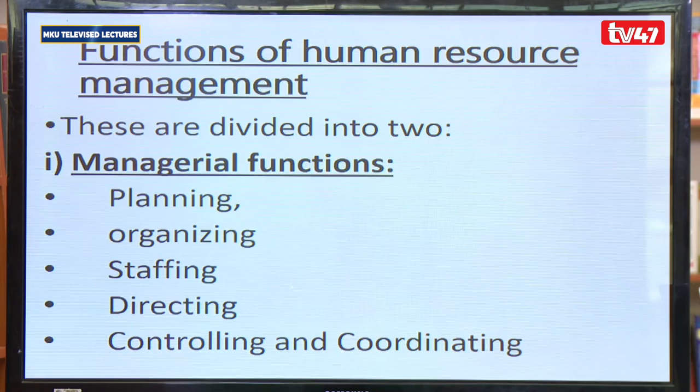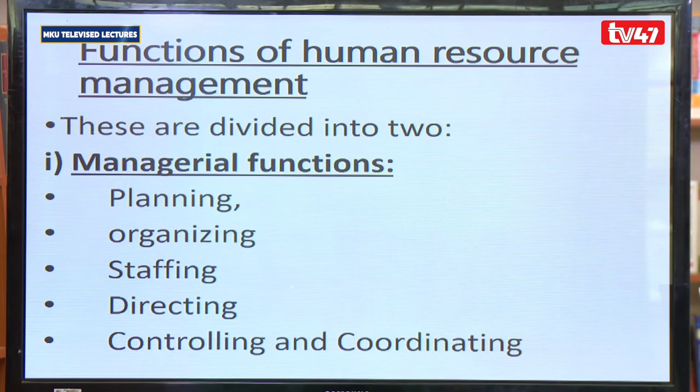We have the managerial functions, which are planning. Remember, we said we plan, because if we fail to plan, we are planning to fail. Then organizing. What do you mean by organizing? Organizing is putting all the related departments together, bringing together the related tasks, putting them in one department, and also assigning people who are qualified with skills, competences, and expertise to those departments so that they will be able to perform.